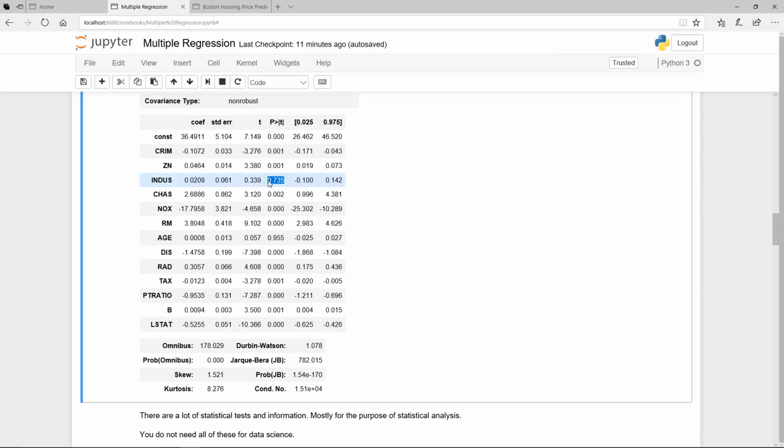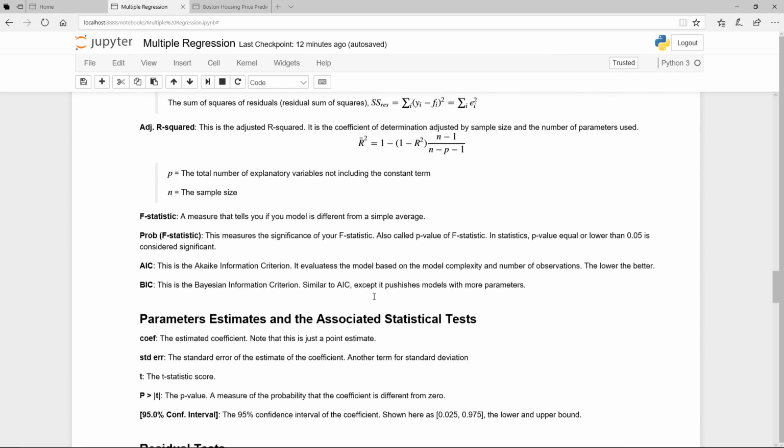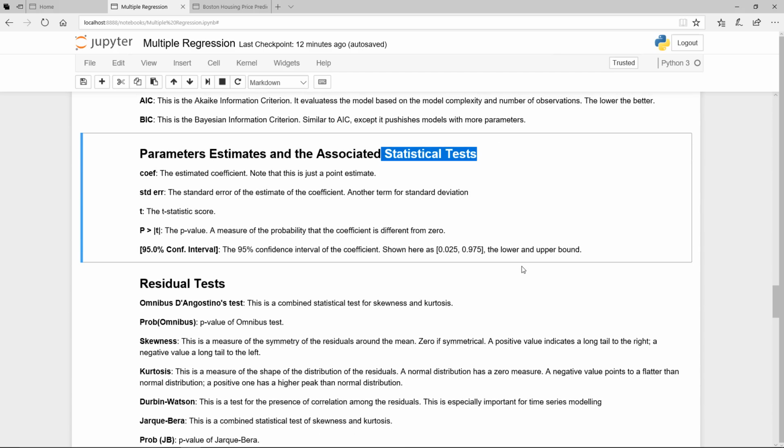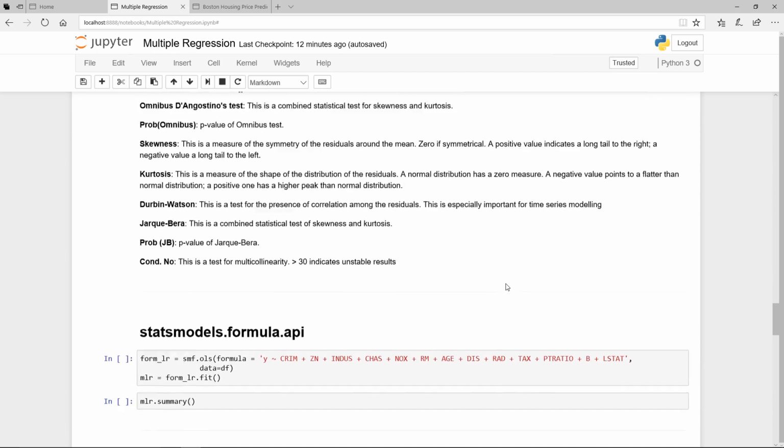What you can see here is that INDUS is insignificant, AGE is insignificant, and the rest are significant. So that's something to actually pay attention to. INDUS as well as AGE are not significant according to the t-test provided. The last two columns are the 95% confidence interval. What is shown here is the 2.5 and 97.5 percentiles.